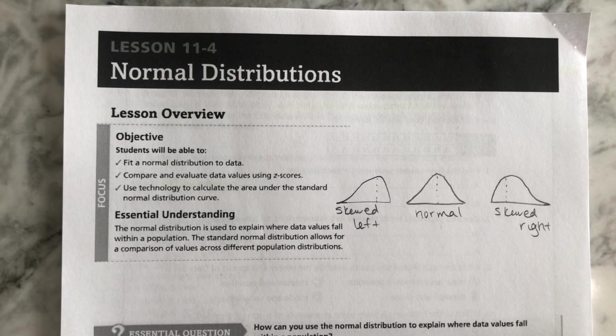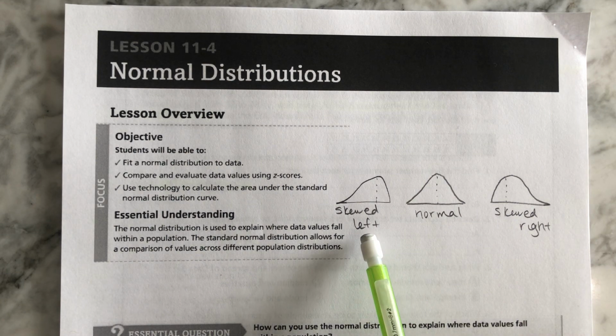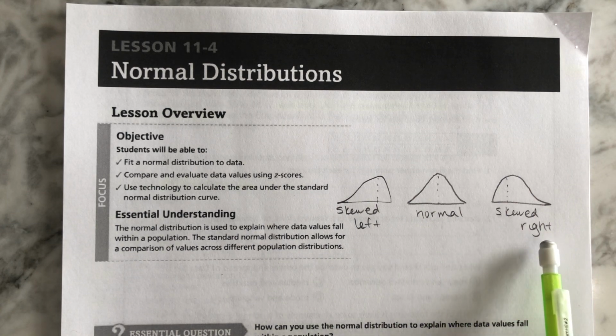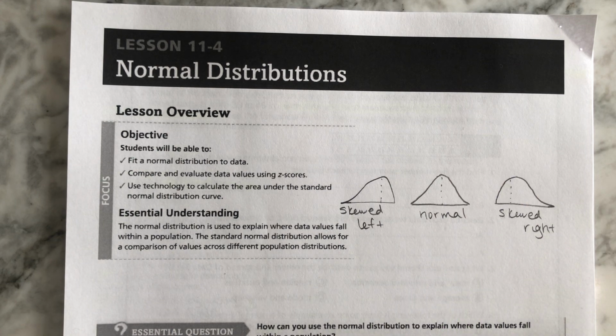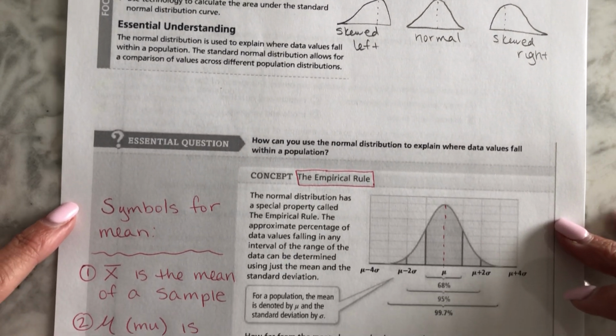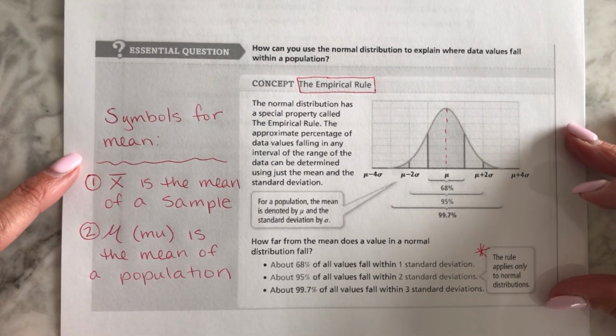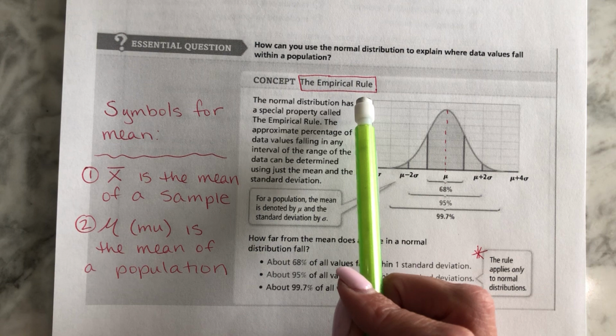Right, so continuing on to lesson 11.4, normal distributions. So today we're going to dive into the normal distribution. Last section we explored three types of distributing data. We said that data can be either skewed left, normal, or skewed right. So today we're specifically looking at the normal distribution. And the normal distribution makes use of a really neat rule called the empirical rule.